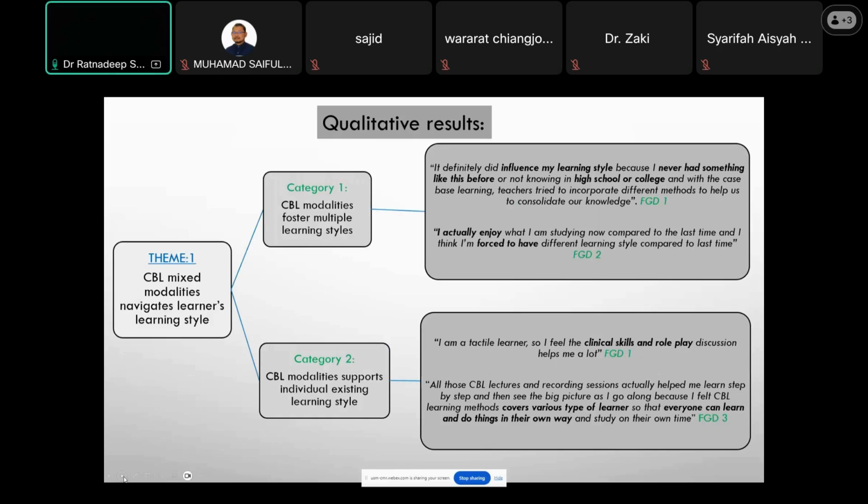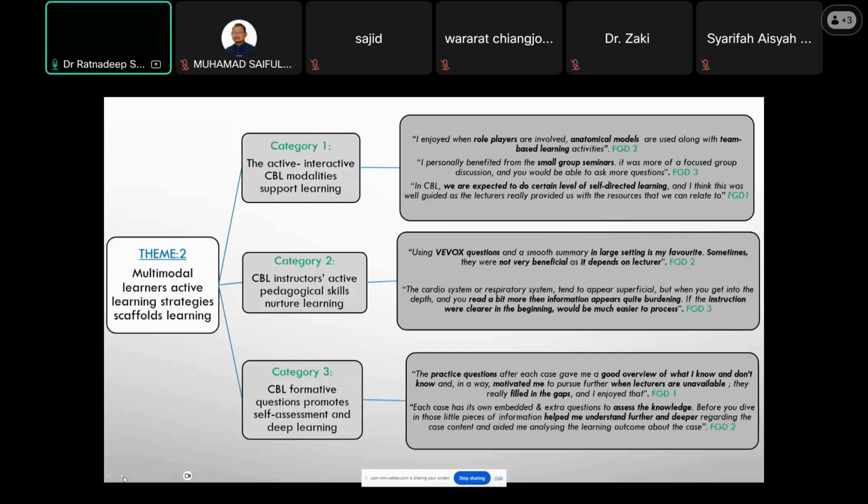Now let's go to the second theme. The second theme emphasizes that multimodal learners favor active learning strategies and scaffolded learning. One of the categories from which the theme is derived depicted that the students felt CBL active interactive approaches, be it direct, that means in the form of role playing, clinical skills or small group teaching, promote interaction, or indirect ways, for example self-study, which includes tutorials, MLE based, app dependent gamification, had actually teased them and had been found very useful.